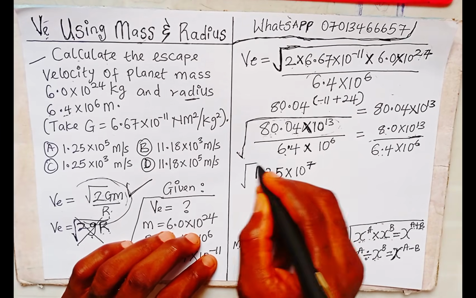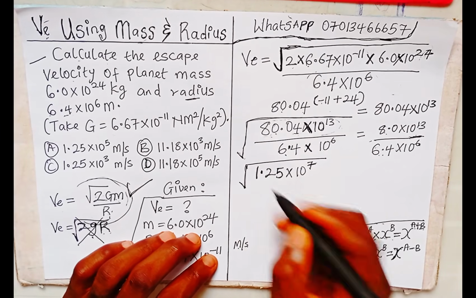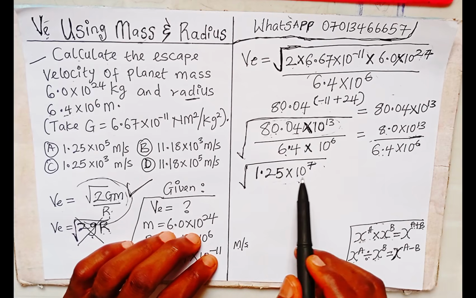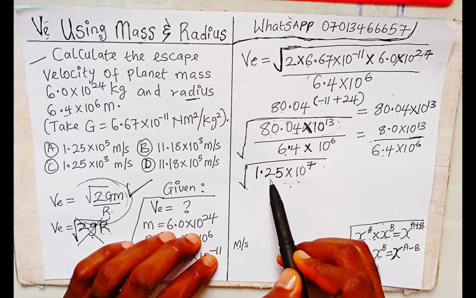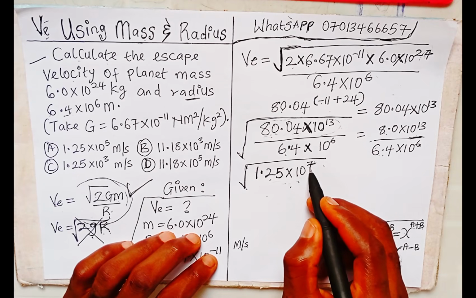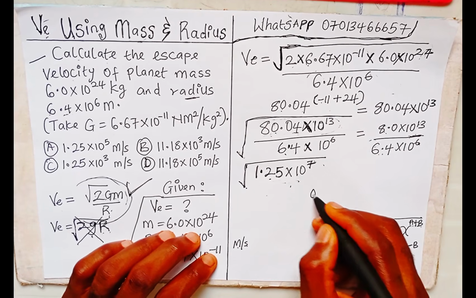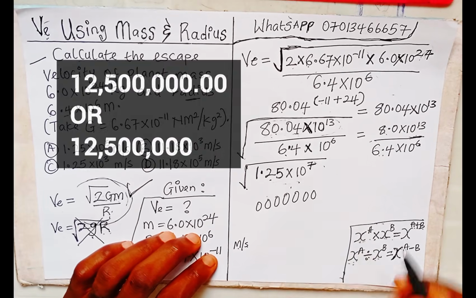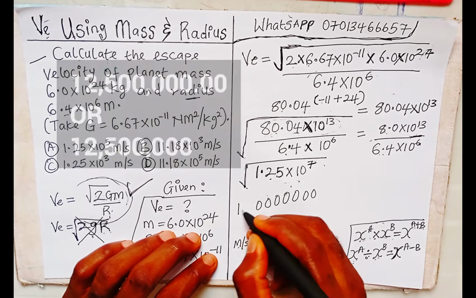So we put our root back. We are now going to find the square root of this. We are going to convert it back to figures to find the square root. Converting back to figures, how many zeros do we have here? 7 zeros. 1, 2, 3, 4, 5, 6, 7. And we have 1 2 5 here.